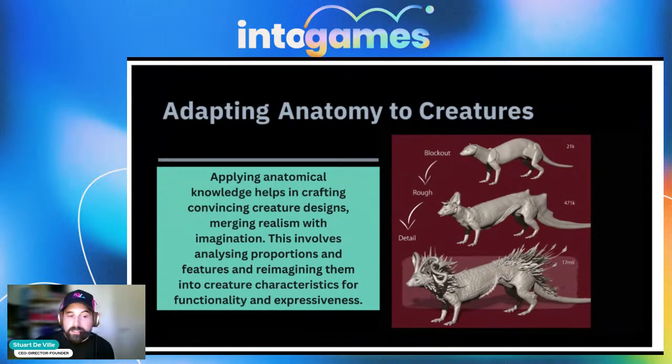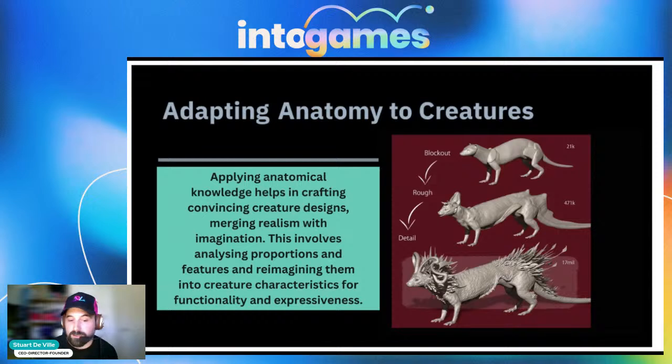So yeah, adapting real life anatomy into your fantastical creatures. This is a really good example of taking a standard-ish kind of creature, and then imagining what if it had these little things here and those little things there. Like, what if it had horns?